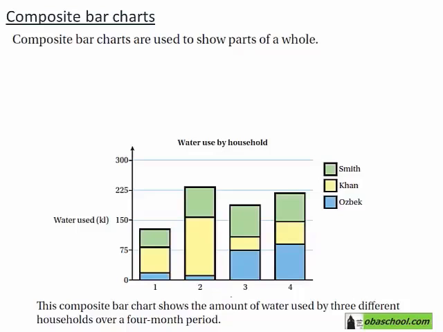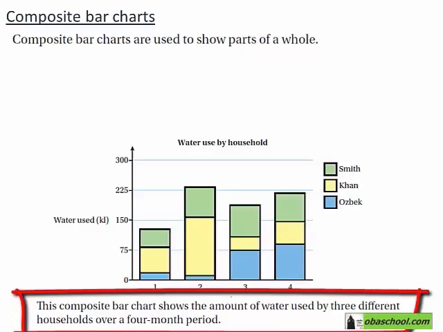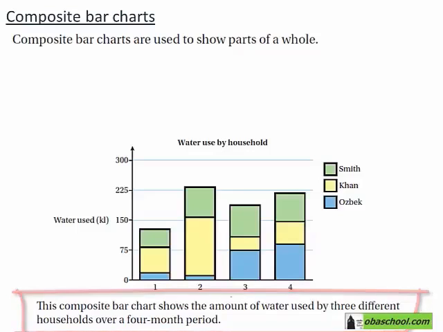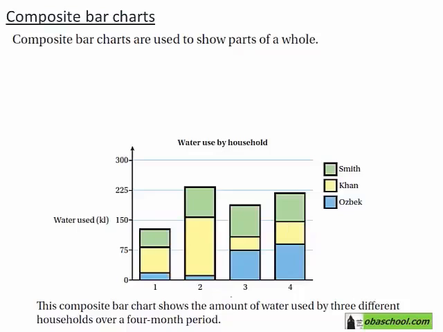As you can see here, in the middle of the screen, this is what a composite bar chart looks like. You can notice that it is different from a multiple bar chart. This composite bar chart shows the amount of water used by 3 different households over a 4-month period.